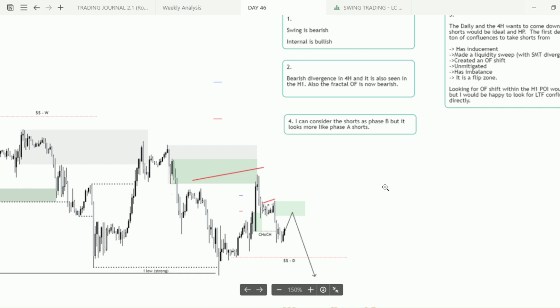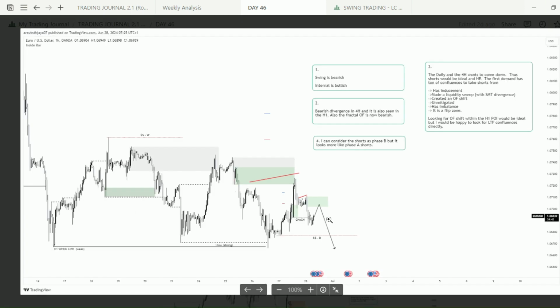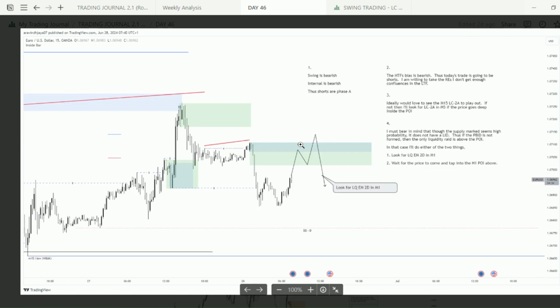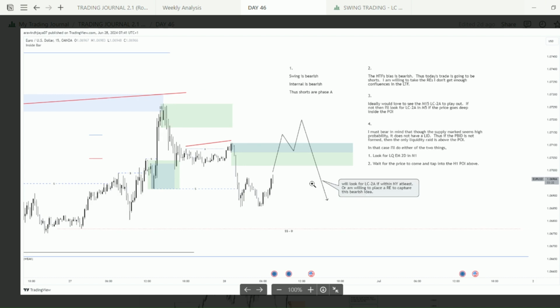So once again, I'm adding confluence, these are game plans. This is game plan one: price tapping into this POI, looking for the M15 liquidity purge, and then coming down. This is game plan two: price taking out the buy side liquidity above, and then I could look for a liquidity purge entry model and take an entry. And this is the third way: if the price goes all the way up here, I can look for risk entries, or I can look for a liquidity purge and then look for shorts.